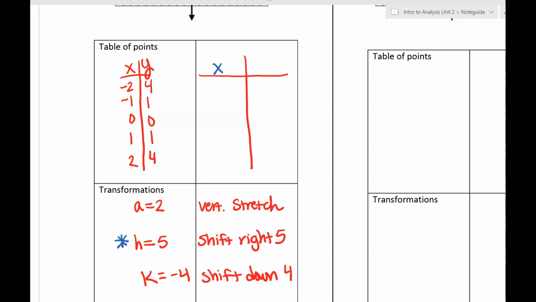And when you move right 5 on the graph, what you're doing is you're adding 5 to the x coordinates. For our vertical changes, what happened that's vertical is we have two transformations that are vertical. A vertical stretch is going to take a point. Let's say this point's at 1, 1.